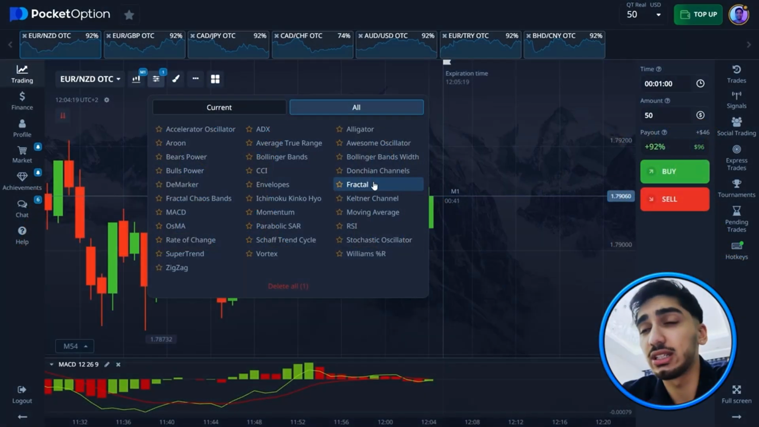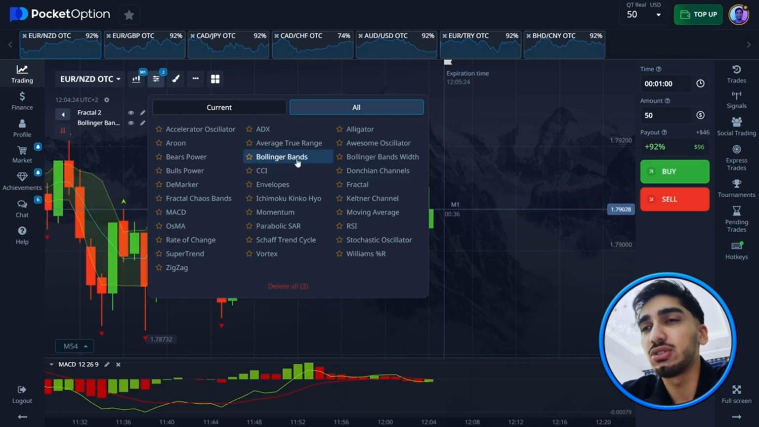So, the indicators that I'm going to be using. First of all, Fractal is going to be there. Then Bollinger Bands, I'm going to be using 2 moving averages, and MACD, of course.